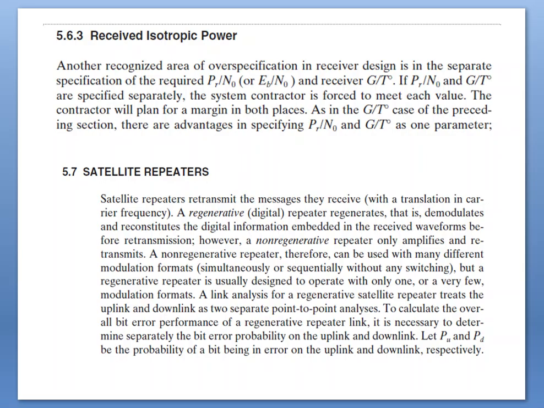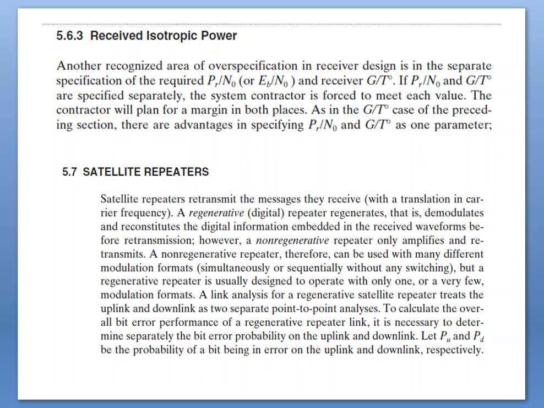This is a new parameter called received isotropic power, RIP, and it can be written as RIP is equal to P by N naught minus G by T plus K. In terms of ratios, it can also be written as RIP is equal to P by KT naught into KT naught divided by G, that is equal to P by Z. It is important to note that P by N refers to the predicted signal to noise spectral ratio required for the particular error probability when using a particular modulation scheme.